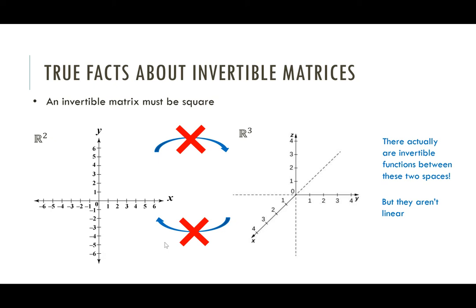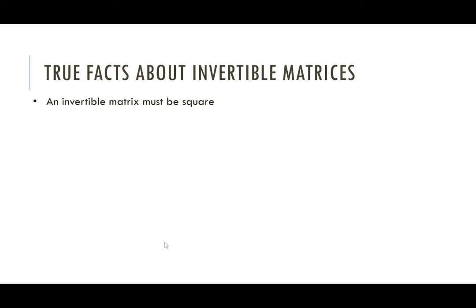But anyway, okay. Can't believe you're letting me get off on these tangents. Point is, maybe it's not obvious, but it is true that an invertible matrix must be square.